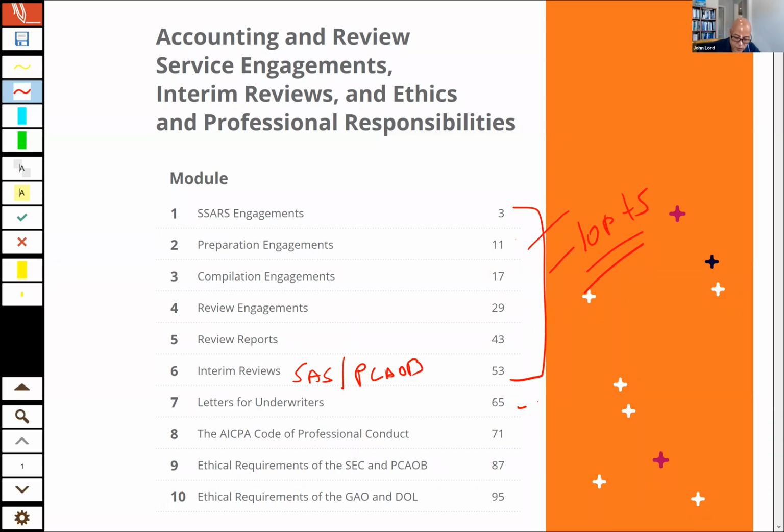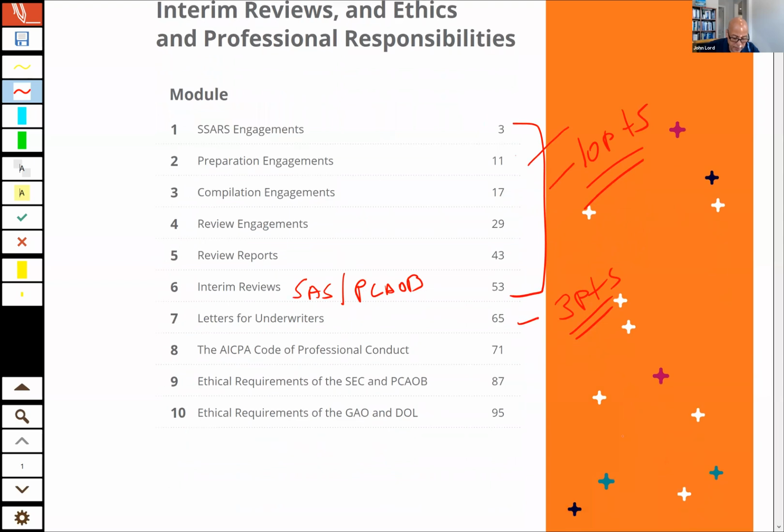When we get to letters for underwriters, we might have time to do that tonight. If not, you'll see it in the recording. That's about 3 points. And then the AICPA Code of Professional Conduct and ethical requirements covered under the GAO requirements, SEC, PCAOB, Department of Labor. They really start getting very, very granular in these codes of professional conduct.